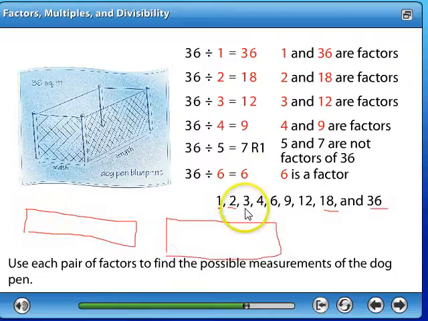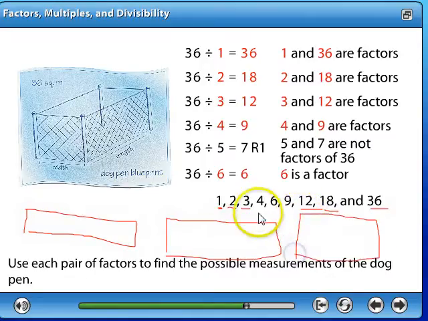So I hope you're getting the idea here. Or I could have a 3 meter pen by a 12 meter pen. So this is talking about the length and the width again. So it's still a little bit wider, but it's getting a little bit shorter. So these are all the different measurements.